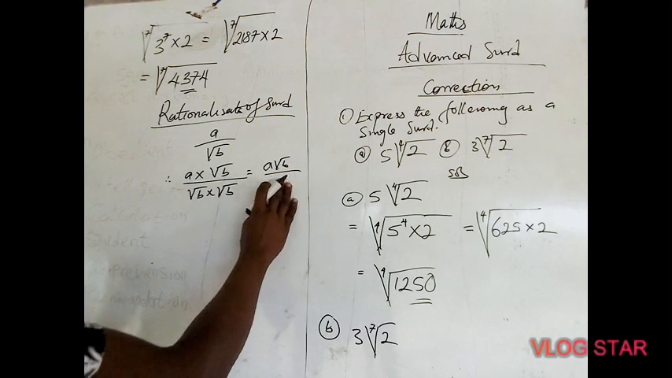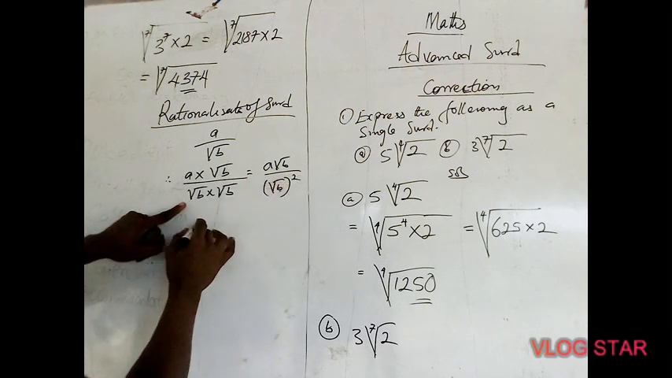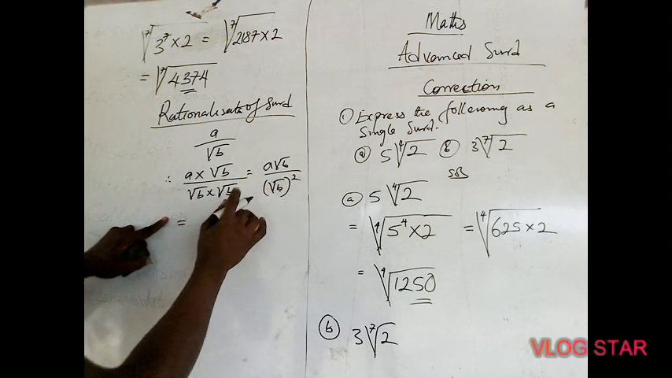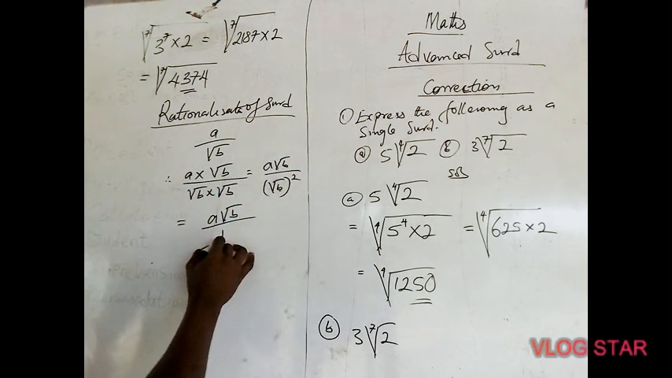Okay, let's just break it down. Root b times root b will give you root b raised to power 2, which is equal to, you bring down the numerator, a root b all over root b raised to power 2 here, which is b.